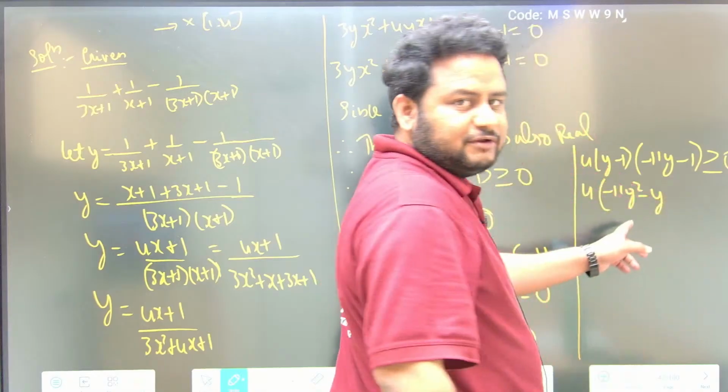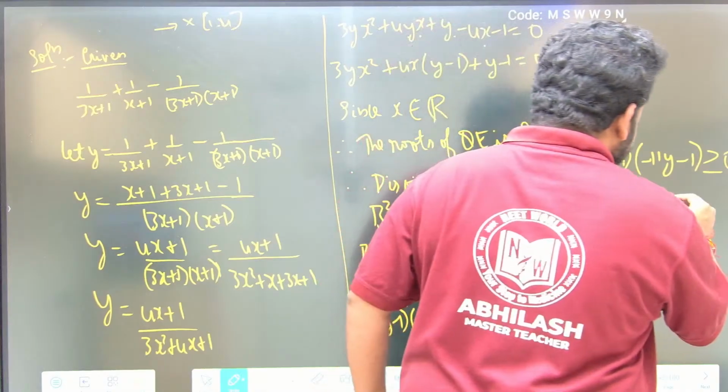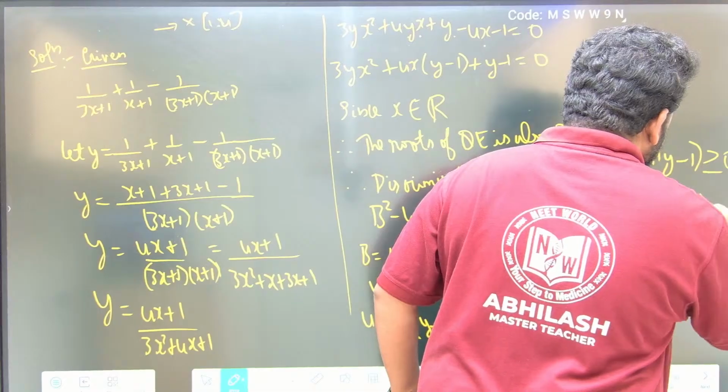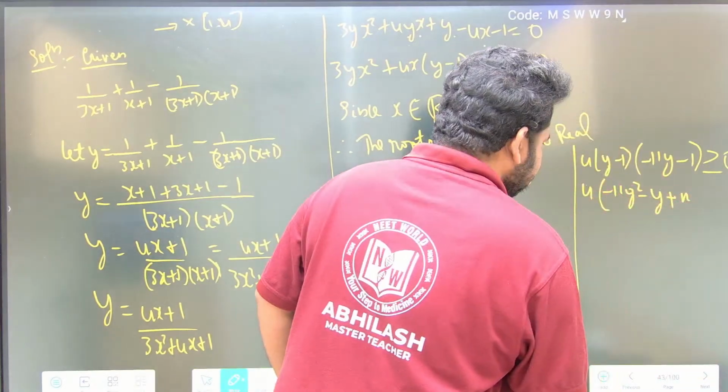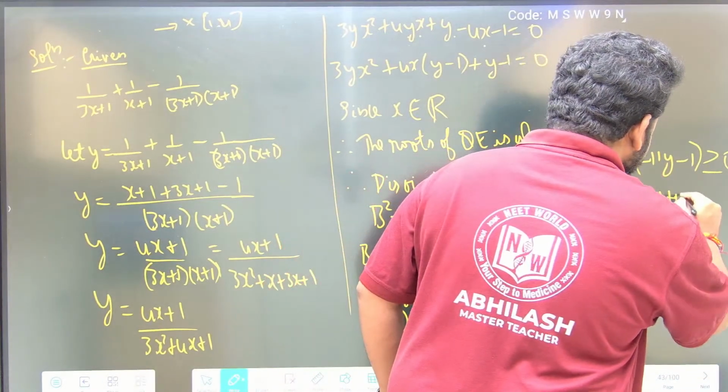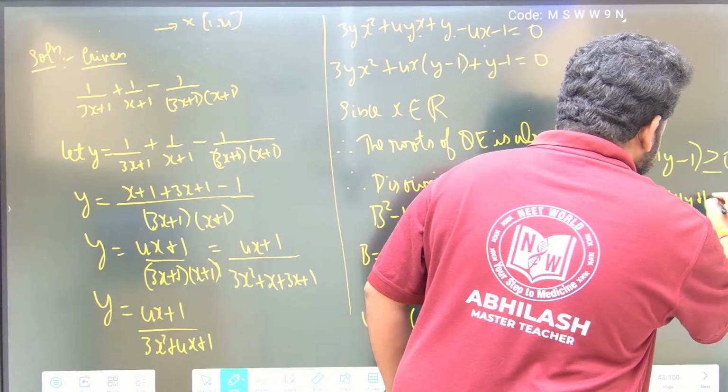Okay, minus 11y square minus y. Minus into minus is plus, so plus 11y, this is what I am having. Plus 11y plus 1 is greater than or equal to 0.